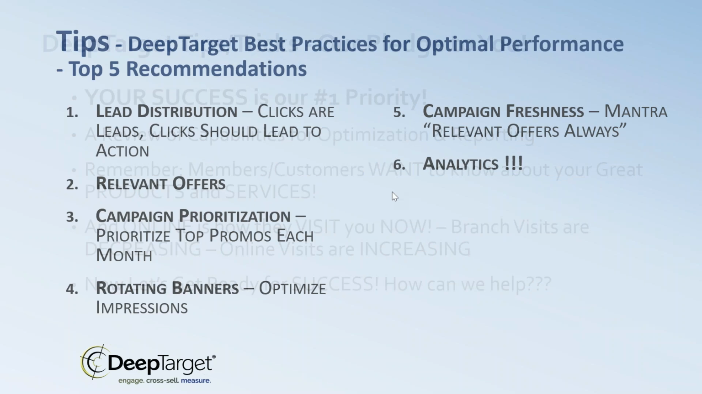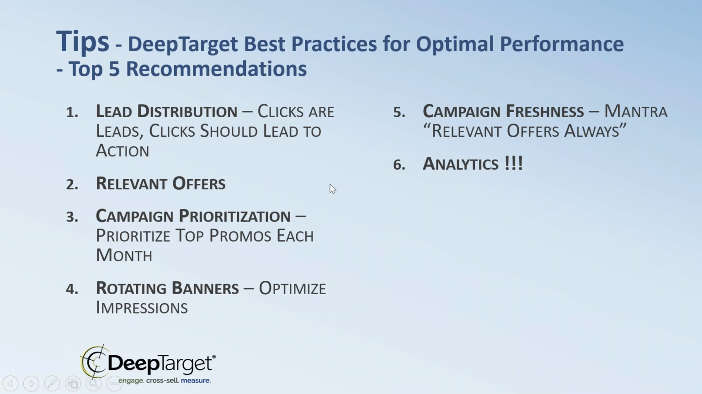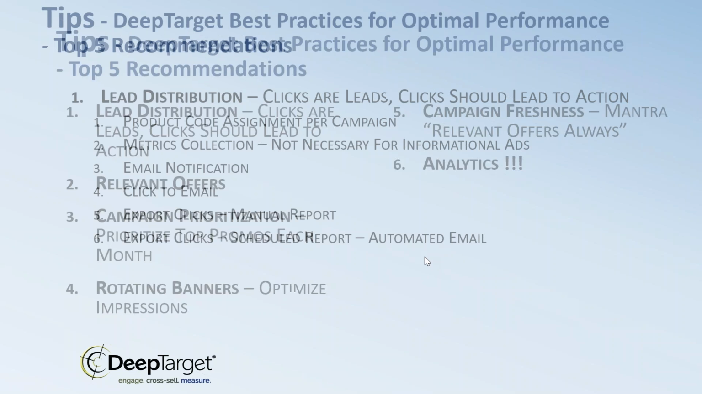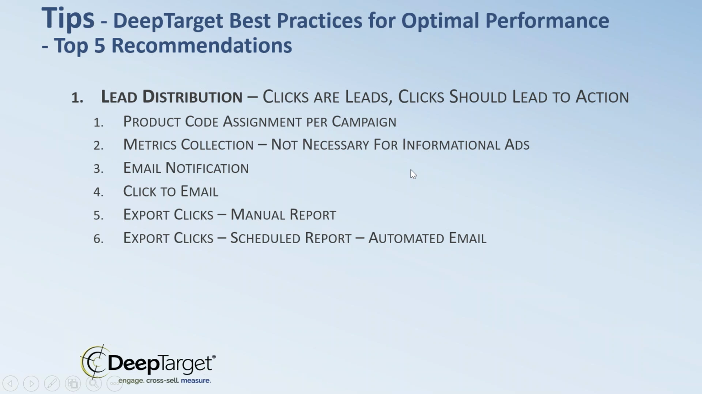All right, so let's go through those, and Helen's going to help me quite a bit. So we actually have 6 areas. And I say top. Here's our 6. My apologies. Areas that we want to make sure you're familiar with and consider during your optimizations. First of all, lead distribution. We're going to talk about relevant offers, campaign prioritization, rotating banners, campaign freshness, and of course, taking a peek at your analytics. So first of all, lead distribution.